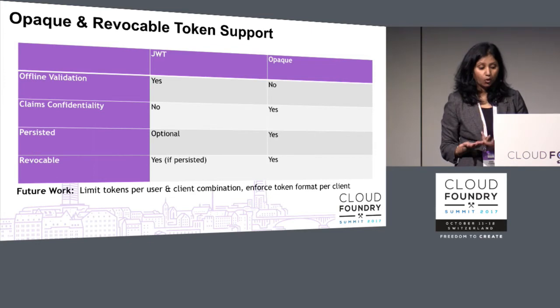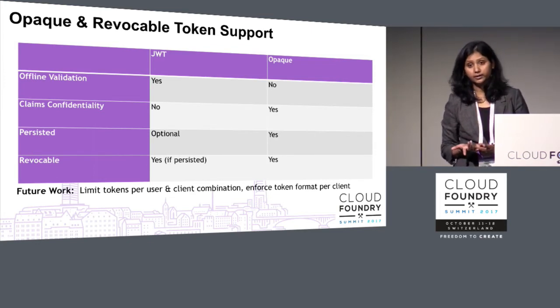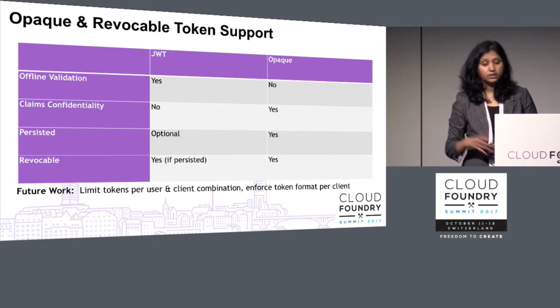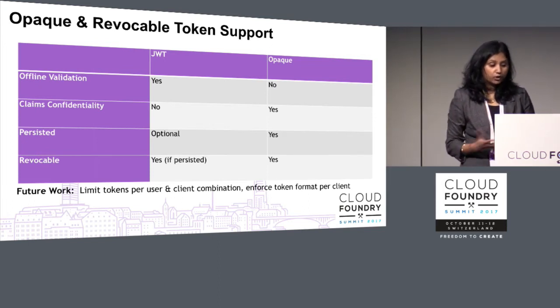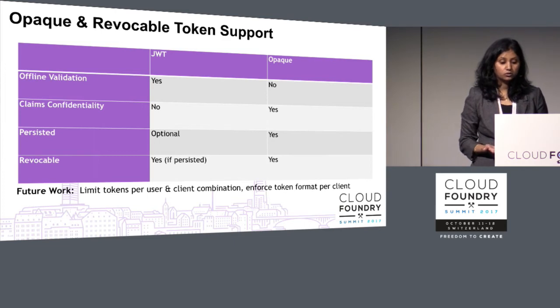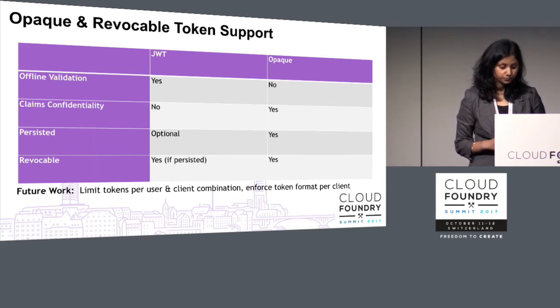Persistence-wise, opaque tokens are always persisted. If you do want JWT to be revocable, we have added that support wherein JWT can also be optionally persisted. So this is a flag that you need to turn on at a UAA identity zone level. Revocability of tokens: JWT tokens are revocable if they are persisted, and opaque tokens are always revocable.